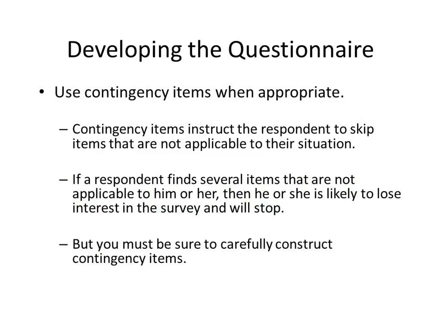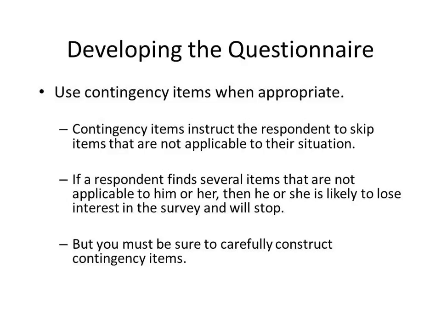There is another type of item that can be very helpful. It's called a contingency item. This instructs the respondent to skip items that aren't applicable to their situations. And why this is nice is because if a respondent finds that there are items that aren't applicable to them and they have to read them and say, this doesn't fit me, it tends to turn them off and they're not going to fill out the questionnaire. They're just going to stop. So if you really carefully choose your contingency items, you can basically make their lives easier and maybe increase your response rate. And as we discussed in class, response rate is a pretty important component of survey research.